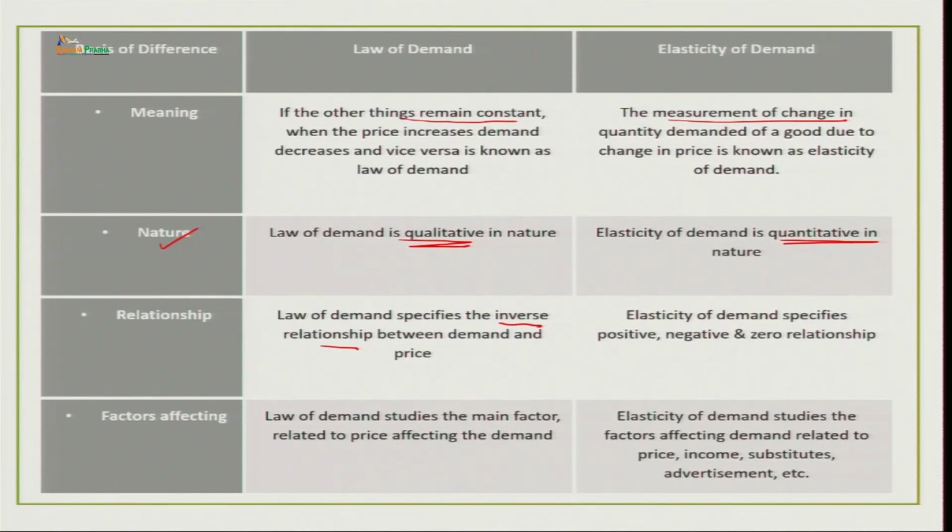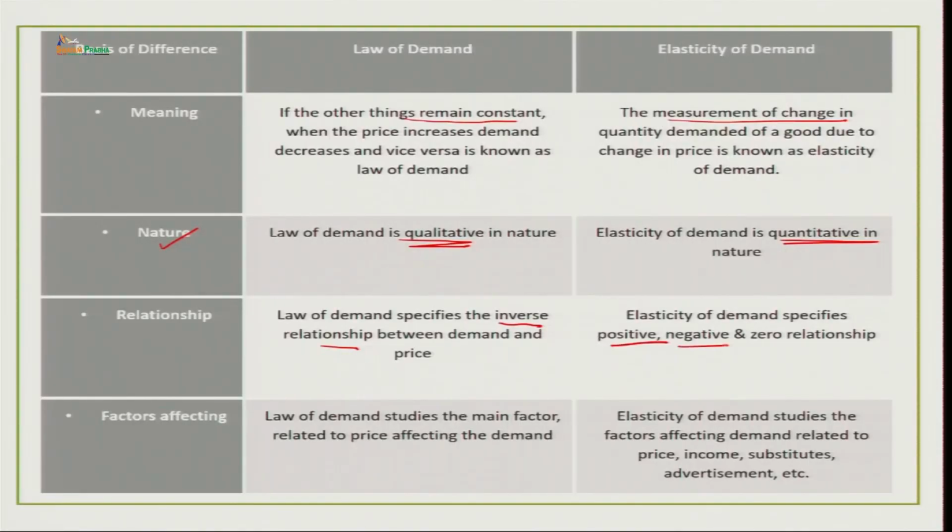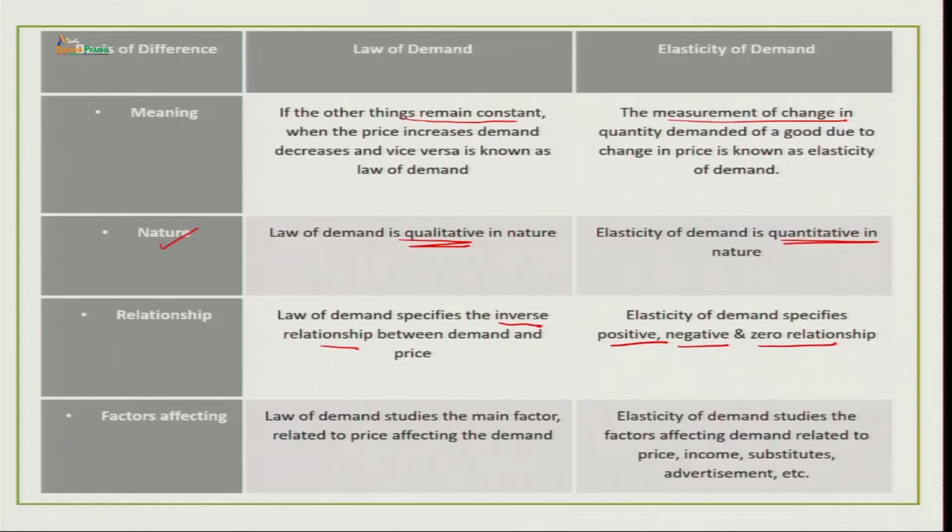So, here the relationship will only be negative or inverse, whereas elasticity can establish the relationship between the price, income, taste and preference, price of related goods. So, here the relationship can be positive also, negative also, or there can be a zero impact. Okay. And lastly, the factor we are considering for law of demand is only price. Price is the only factor which is taken into consideration for the study of law of demand, whereas in elasticity of demand we can establish how much change has taken place in the quantity demanded due to the price, income, substitutes, advertisement and so on, right.